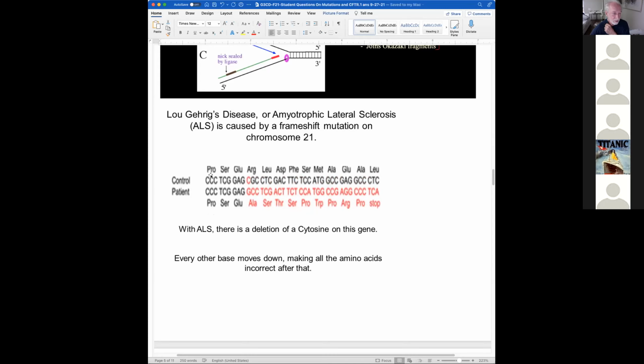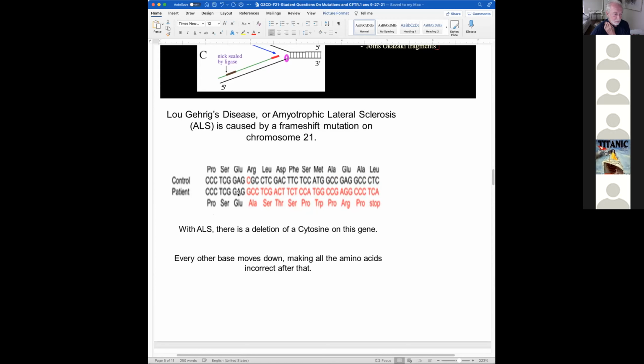So first of all, here is a healthy person's DNA. You have the DNA sequence, all of these codons. In the case of Lou Gehrig's disease, there's a deletion of this C. So if you delete one base pair, what happens? It's called a frame shift.